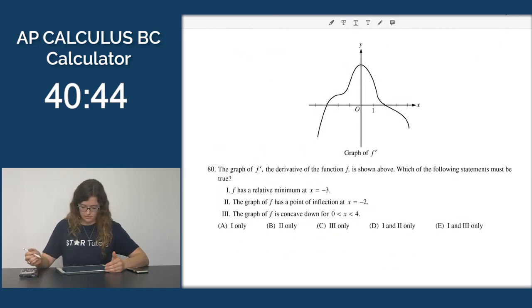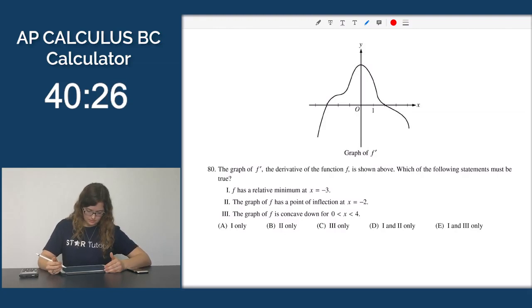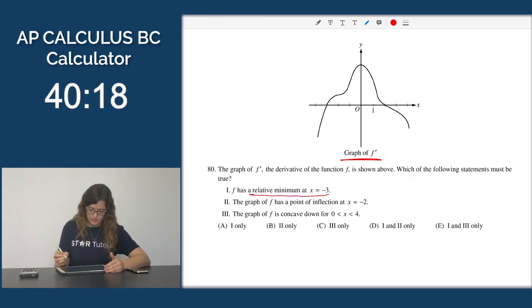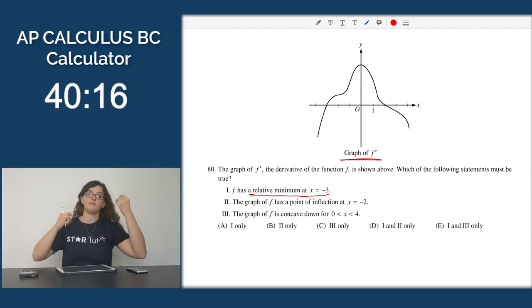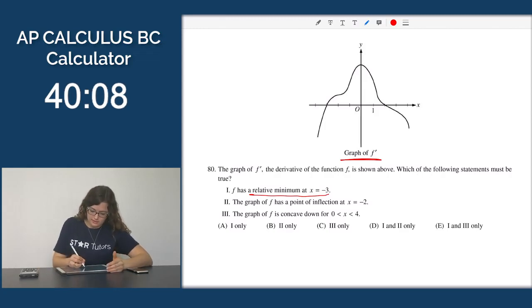79. Okay. 80. The graph of f prime, the derivative of f, is shown above. Which of the following statements must be true? These ones are always good. All right, so let's go through each of the statements and see which ones are true. F has, okay, so this is the graph of f prime. F has a relative minimum at x equals negative 3, sorry. So in order for a function to have a relative minimum, its derivative needs to be 0, right? And a relative minimum would look like this.